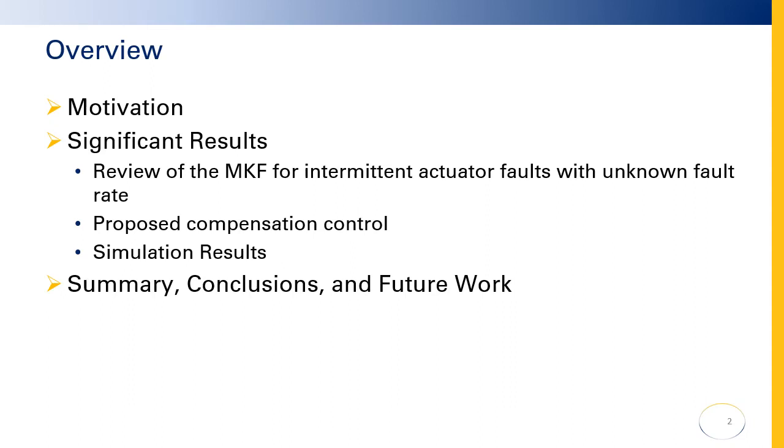First, I will begin with a brief overview of today's presentation. I will begin by briefly describing the motivation for this work. Then, the significant results will be discussed, beginning with a brief review of the modified Kalman filter, or MKF, for systems with intermittent actuator faults and extension to systems with unknown fault rates using multiple model estimation, or MME. After a discussion of the proposed compensation control and its theoretical development, I will discuss its simulation verification using a DC motor with intermittent actuator faults of different rates. Finally, I will present a summary of the work as well as avenues for future work on this topic.